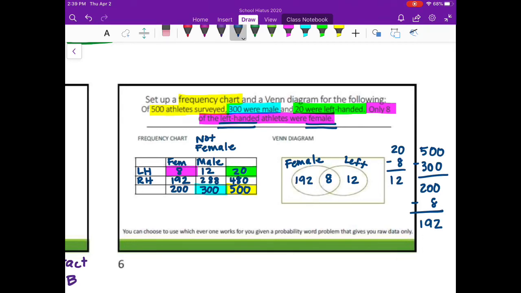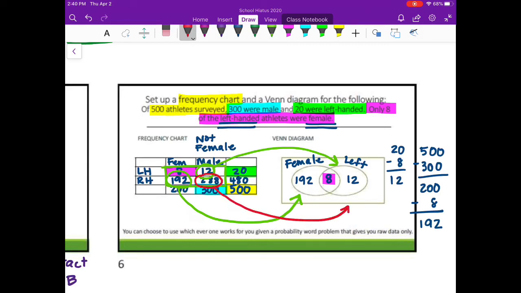If I had already set up the table, and I actually personally prefer to set up the table to find these numbers, because once you set up your table, you know that your overlap is going to go here in the middle. And then all of the other values that you need for your Venn diagram will exist in the frequency table here. So the 12 left-handed people who are not female go here, and the 192 females who are not left-handed go here, and then the remainder of the total who are not female and not left-handed go outside of your circles in the universe of your sample space.